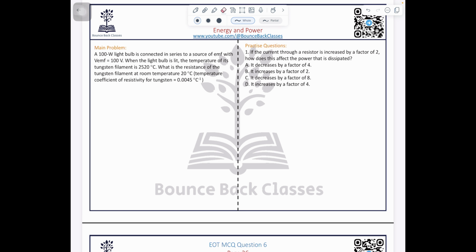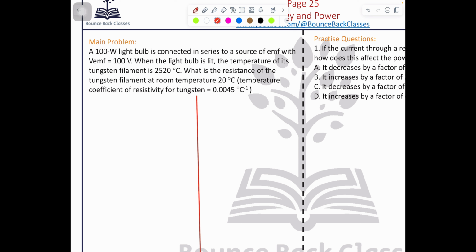That is the question number 1. And before explaining this question, you should know one formula, one equation for you, which is R. Now, 100-watt light bulb. So as we already studied, power is equal to 100 watt. Fine. Is connected in series to a source of EMF with V equal to 100 volt. When the light bulb is lit, the temperature of its tungsten filament.